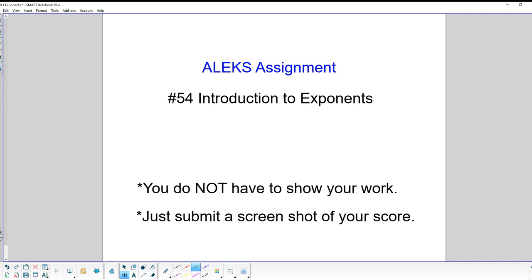Okay, so today our assignment is number 54, Introduction to Exponents. It's on Alex. You do not have to show your work. You just have to submit a screenshot of your score, but you may want to use a marker and a tissue or something so that you can keep track of things on your desk while you're working them out, or you could put it in your notebook so it's something you can remember.